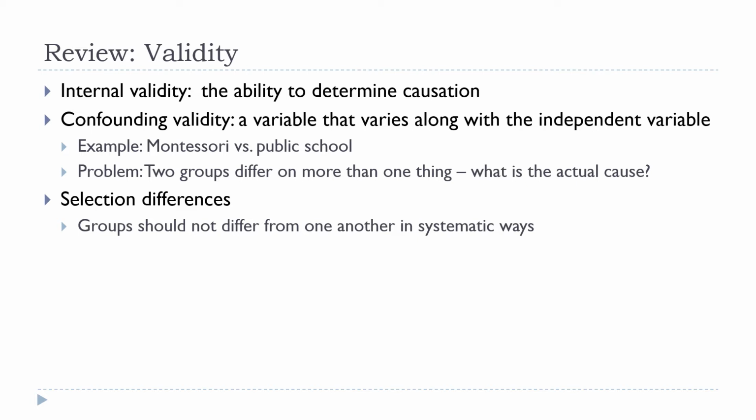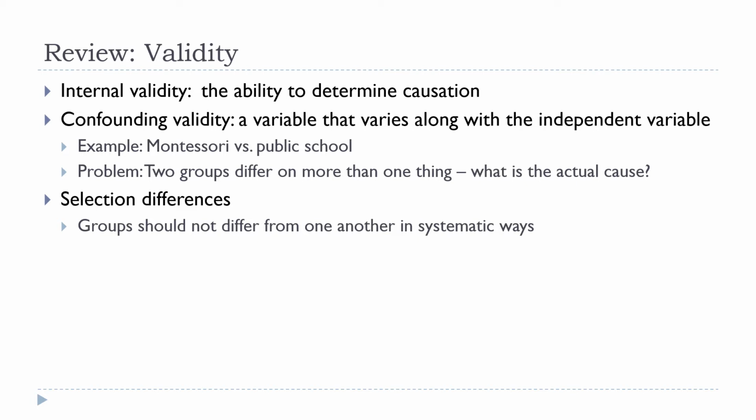Because the Montessori school has a tuition associated with it, the students who go there might be from a higher socioeconomic status, which means that the two groups differ on more than one thing, and it's difficult to determine whether the actual cause of improvement is method of delivery or socioeconomic status providing additional assistance.